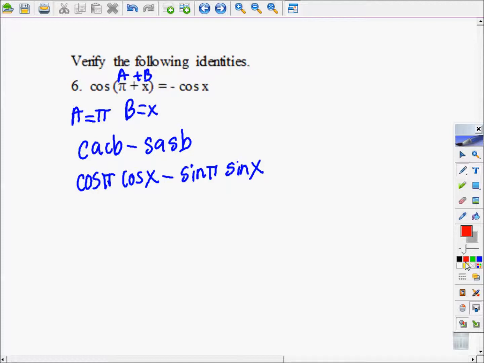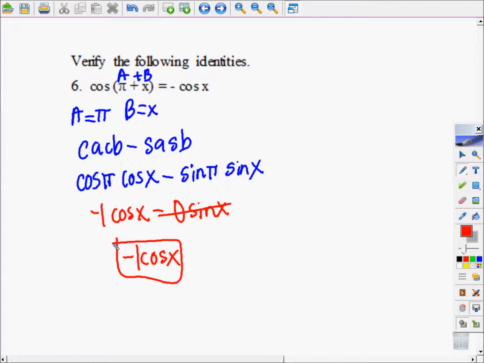What is it? What'd y'all say? Yes. All right, what's the sine of pi? 0. And 0 times anything does what? Cancels it out. So my answer is? I put my negative on the wrong side. -1 cosine. And that's a proof.